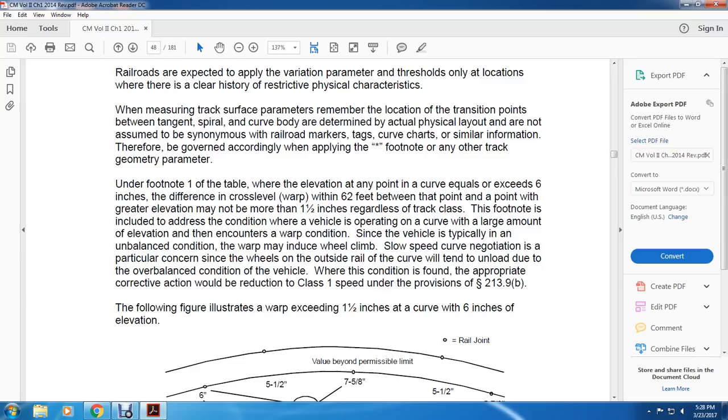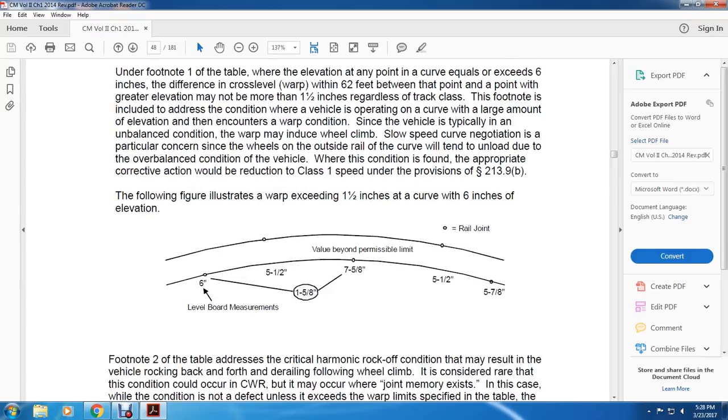Slow speed curve negotiation is particularly a concern since the vehicle's wheels on the outside rail of the curve will tend to unload due to the overbalanced condition of the vehicle. Where the condition is found, an appropriate corrective action is a reduction to class 1 speed under the provision of section 213.9(b). The following figures illustrate a warp exceeding 1.5 inches for the curve of 6 inches elevation.